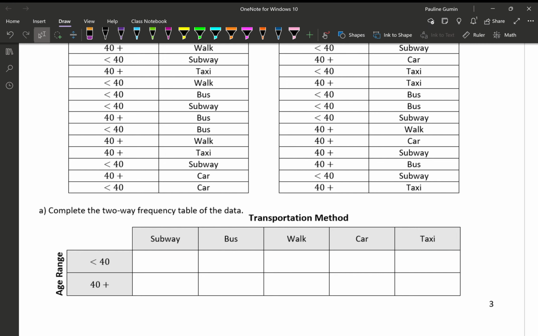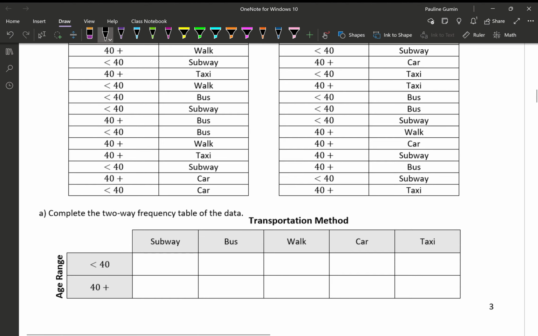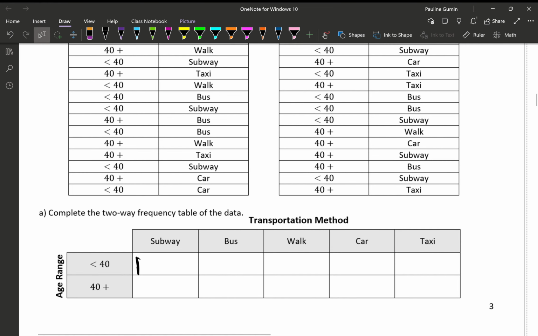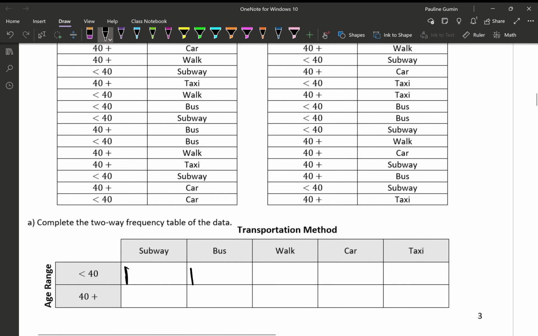Once again, we're going to go through and make tally marks. So, less than 40 subway. I'd find less than 40 and I'd put a tally mark in subway. Then less than 40 bus. I'd find where less than 40 and bus meets. Again, I've done this already because I prepare the notes for you. So you go ahead and pause the video if you are watching this and trying this on your own. Otherwise, I'll complete the table. Here we go.